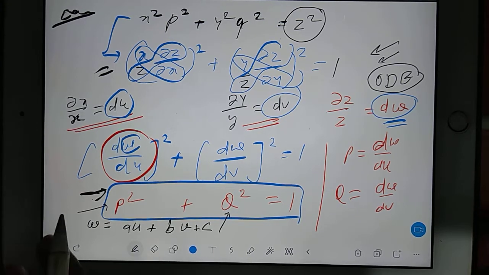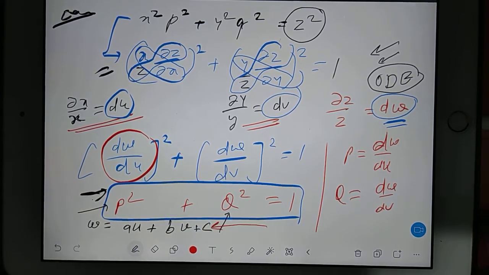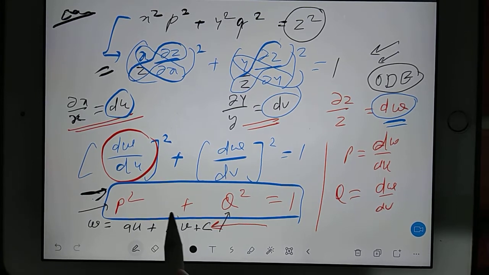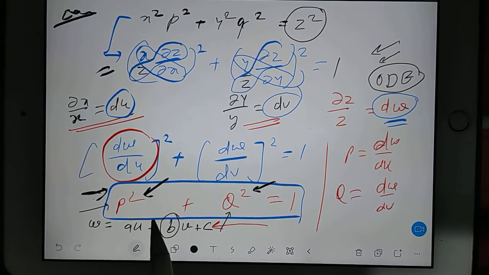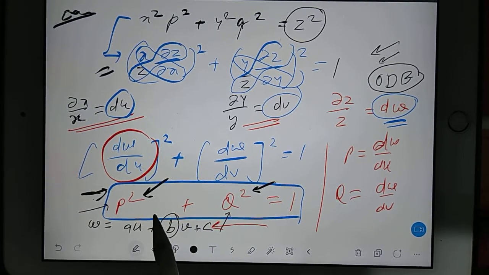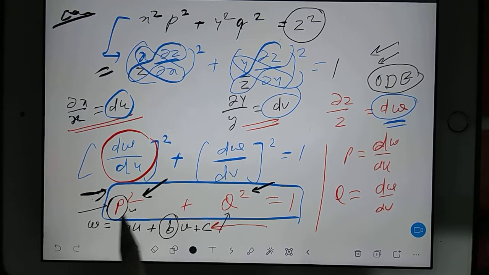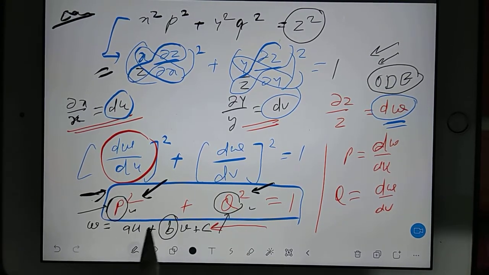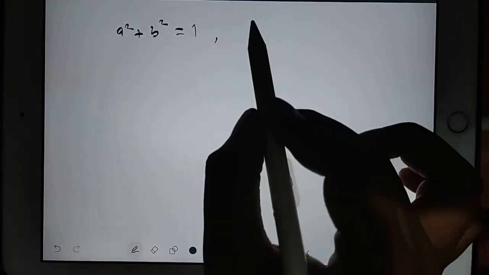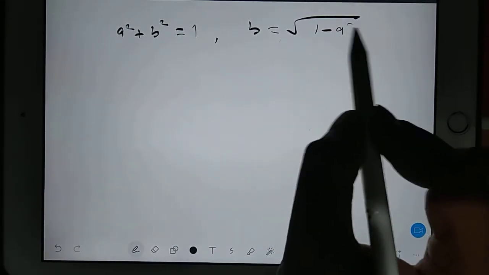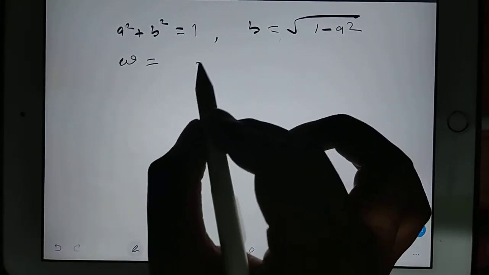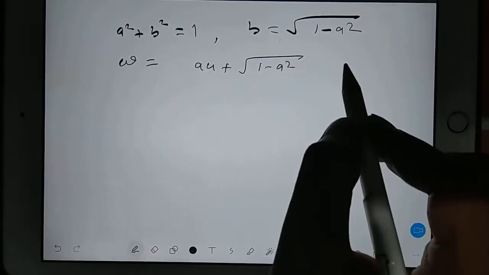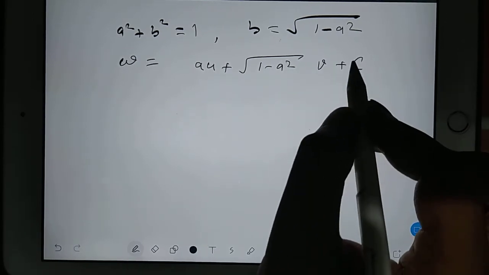Now in this equation you again have to replace this B value. To replace this B value, again I will take help from this, right? This part is nothing but A, this part is nothing but B. So from here I can find out the values of A and B. I'll change the page. So it will be A² plus B² is equal to 1. So your B will be under root 1 minus A². So my final solution, this W will be AU plus under root 1 minus A² V plus constant.